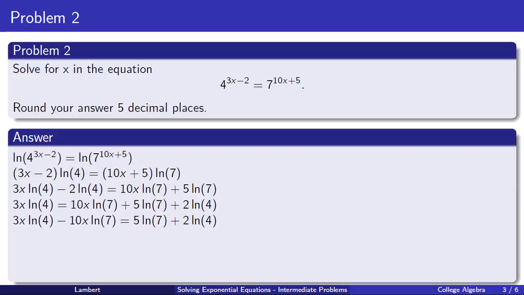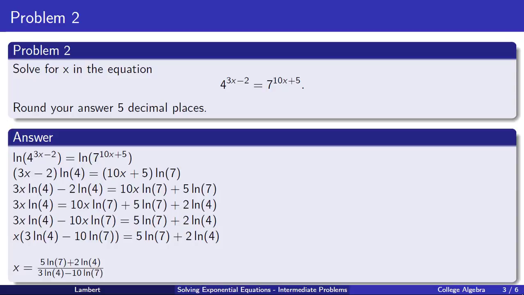Okay, so we have all our x terms on one side, and so what we can do is factor out the x. This gives us x times the quantity 3 natural log of 4 minus 10 natural log of 7 equals 5 natural log of 7 plus 2 natural log of 4. So now all we need to do is divide both sides by the terms times x. So divide by that 3 natural log of 4 minus 10 natural log of 7 on both sides, and we have x equals 5 natural log of 7 plus 2 natural log of 4, that's all in the numerator, divided by our 3 natural log of 4 minus 10 natural log of 7.